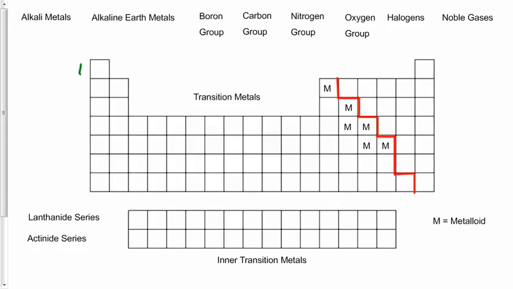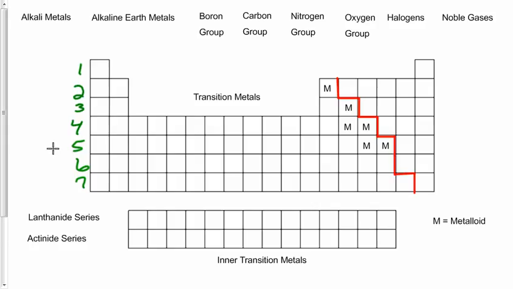So this is period 1 and it's going in this direction. This is period 2, period 3, period 4, and then 5, 6, and 7. So remember, the periods are horizontal rows going this way, but groups are numbered 1, 2, all the way through 18 this way. And these groupings are kept separately because they're special series.